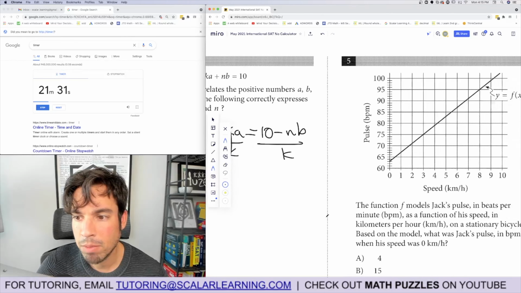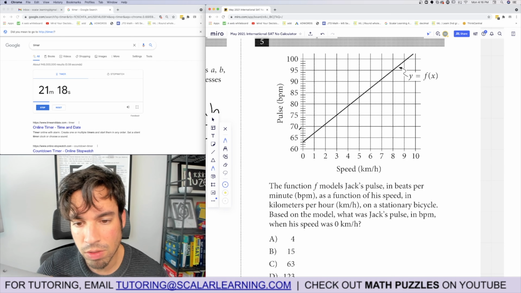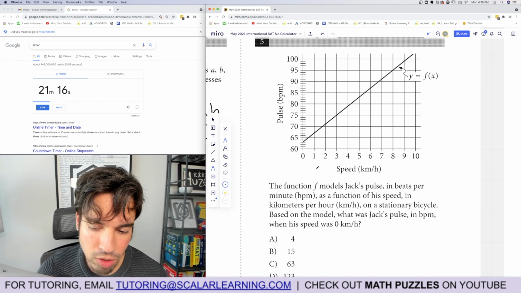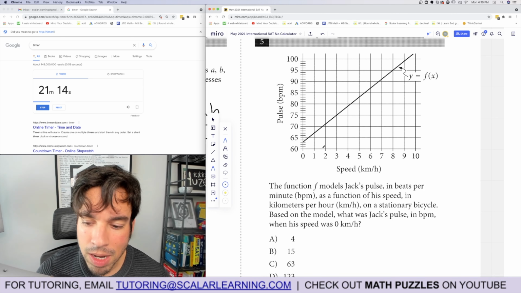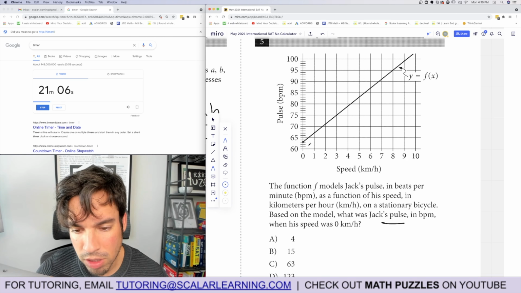Number 5. The function f models Jack's pulse in beats per minute as a function of his speed in kilometers per hour on a stationary bicycle. So hold on. BPM, so as the speed increases, of course, the BPM, beats per minute, increases. That makes sense. Based on the model, what was Jack's pulse when his speed was 0? Right here. It's basically the y-intercept, which is 63. Notice before I started answering the question, I really tried to get my head around the graph, and I do think that's important. It doesn't take that long, maybe 10 or 15 seconds, but I do think that's important.